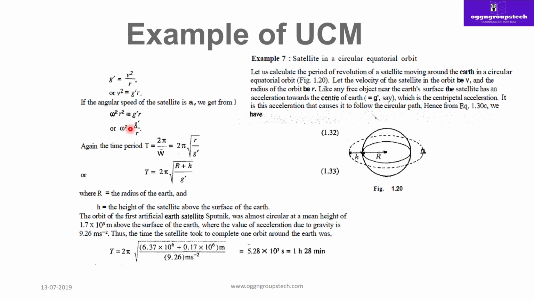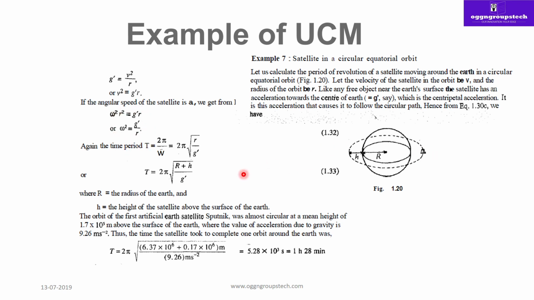So what we are getting is omega square r square is equals to g dash into r. V square का substitute किया. V square is what? R omega. So v square omega square is equals to g dash into r. So we are r getting cancelled. So we are getting omega square is equals to g dash upon r. Okay, up till here it is clear.